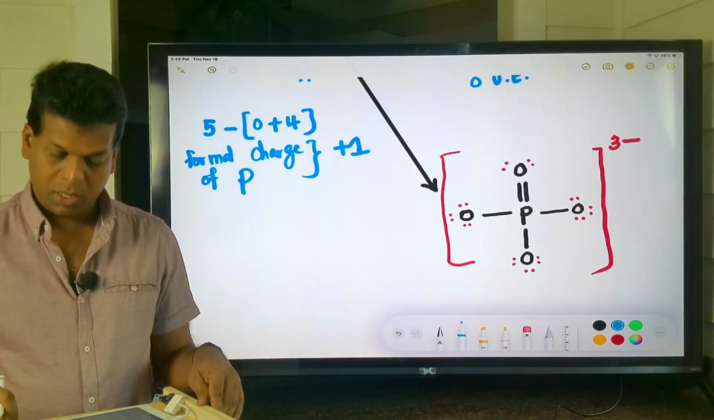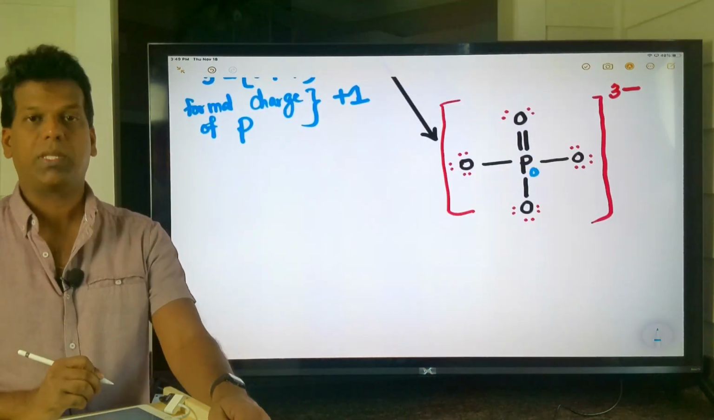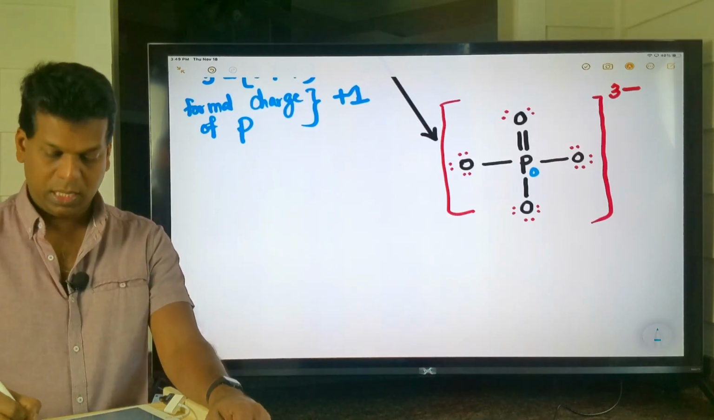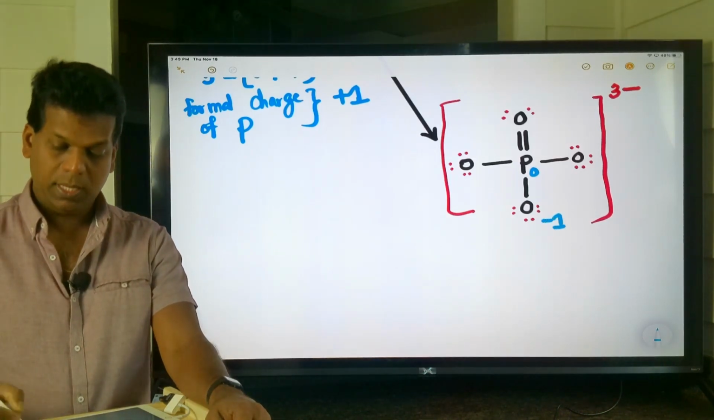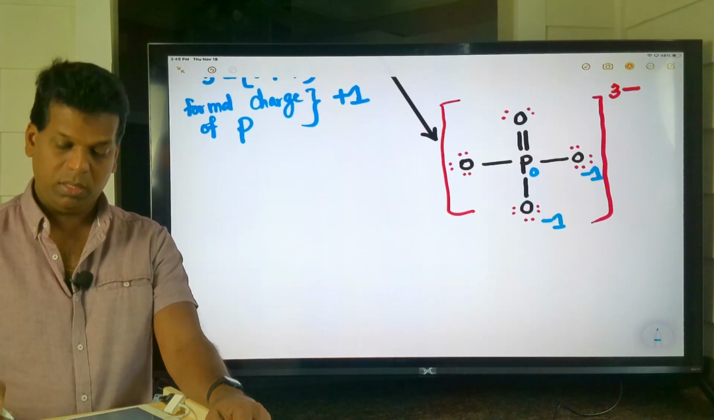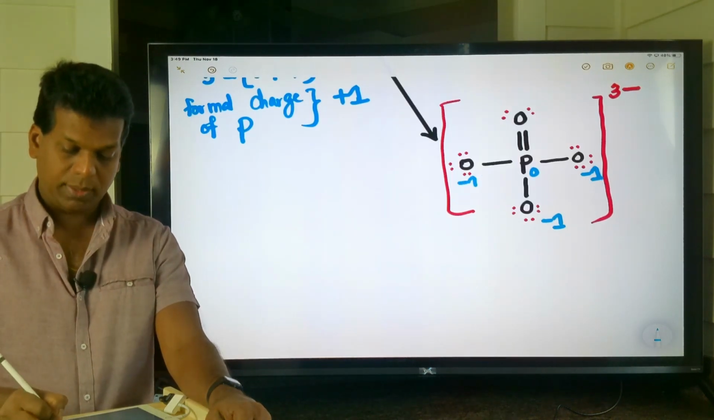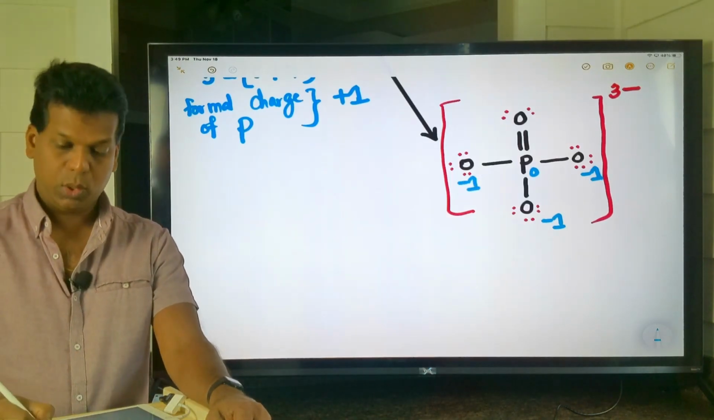If you look at the oxygens, I'll just write it down. So the formal charge of phosphorus is 0. This oxygen is -1. This oxygen is -1. If you don't know, just calculate it and see. This one is 0.